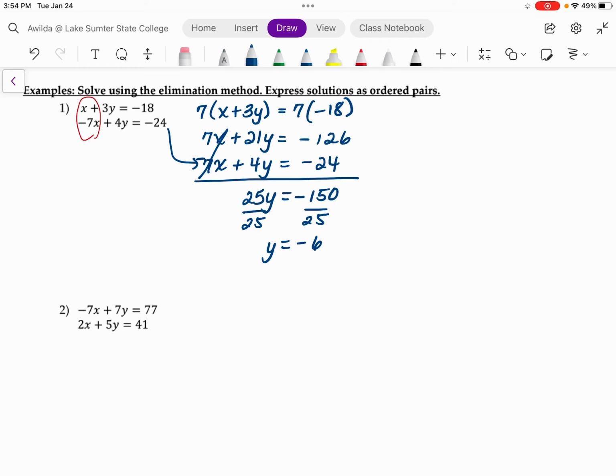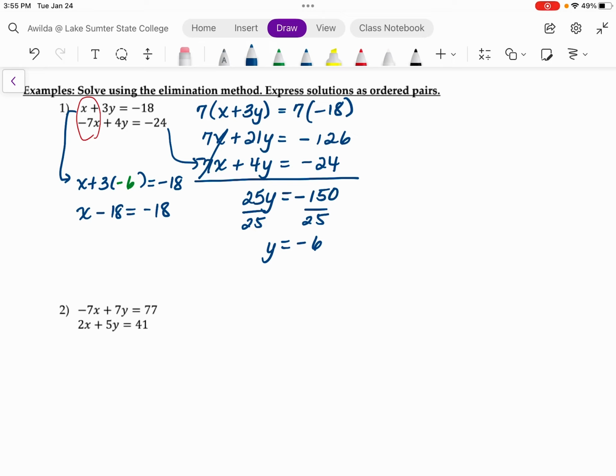Now that I have the value of y, I can go back and solve for the value of x. You could do this using either of the two original equations. I'm going to go ahead and use the first equation. So in the first equation, we had that x plus 3 times y is equal to negative 18. Well, now we have found that y is negative 6, so we can substitute that in. Let's go ahead and clean this up a bit. We have x minus 18 is equal to negative 18.